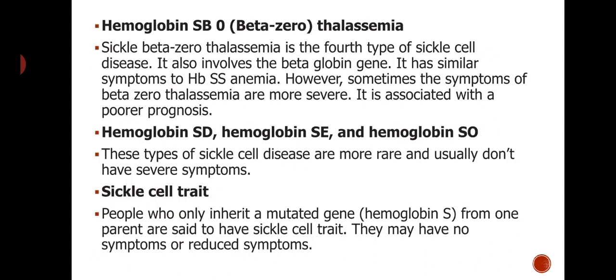The hemoglobin S beta zero thalassemia is more severe. It involves the beta globin gene. It has similar symptoms to hemoglobin SS anemia. Then we have hemoglobin SD, hemoglobin SE, and hemoglobin SO. These types of sickle cell disease are more rare and usually don't have severe symptoms. Sickle cell trait: people who only inherit a mutated gene, hemoglobin S, from one parent are said to have the sickle cell trait. They may have no symptoms or reduced symptoms.